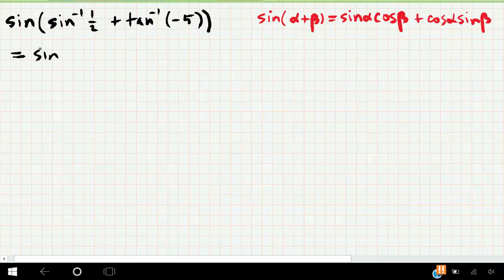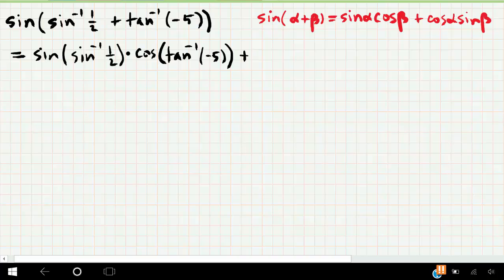Sine of the first angle. Recall that inverse trig functions are angles, multiplied by cosine of the second angle, plus cosine of the first angle, multiplied by sine of the second angle.